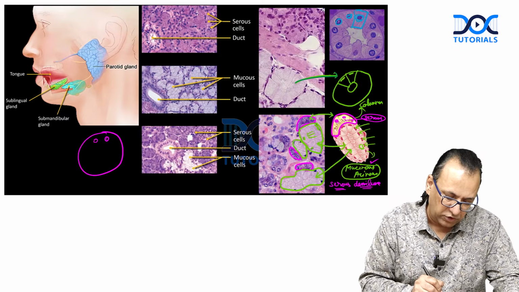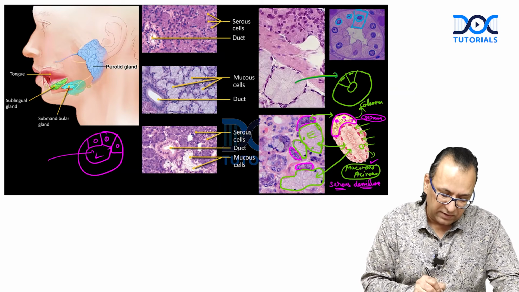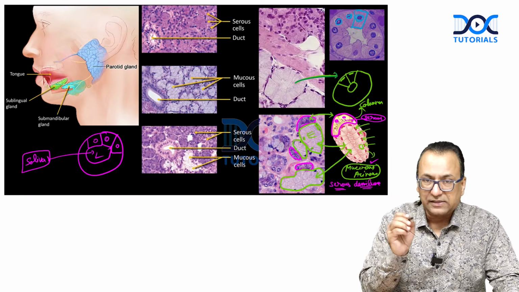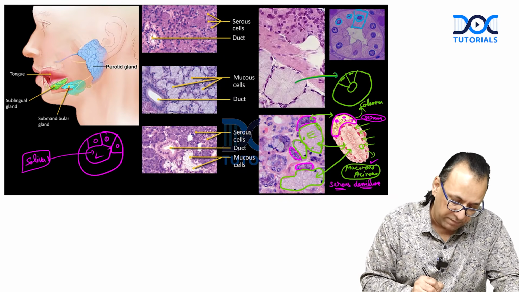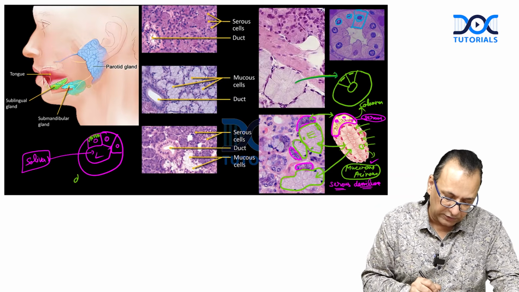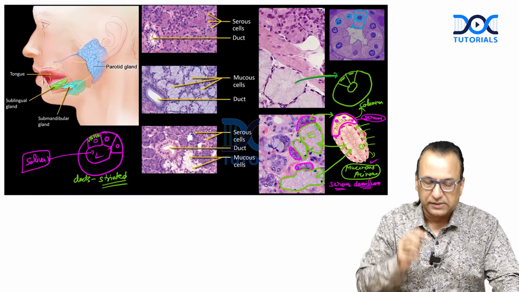The duct will have these cuboidal cells, and this is the lumen here. You will have saliva in the lumen, because it is the salivary gland. The cells will have basal striations. They have basal striations. The ducts are striated ducts. Now, what is the use of having the basal striations?